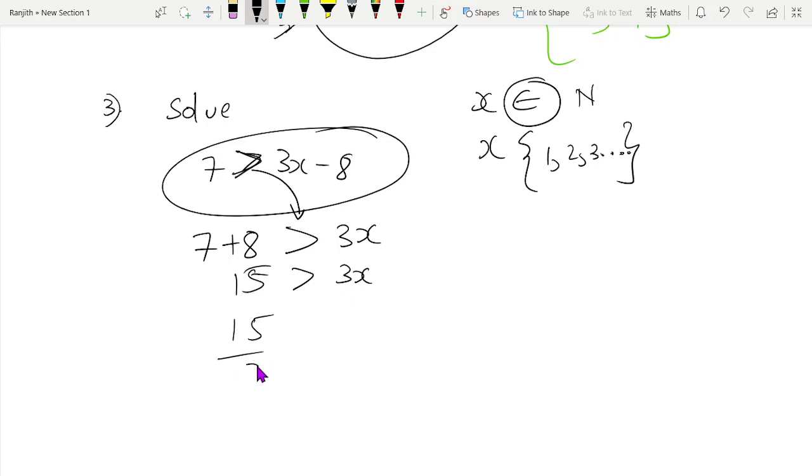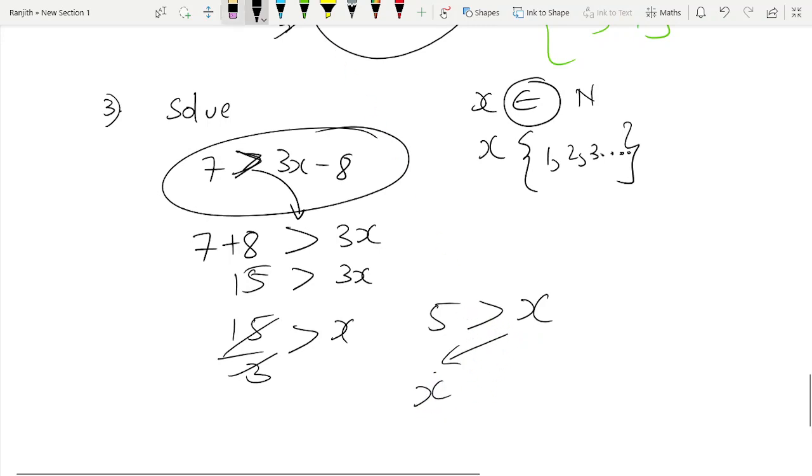So 15, then this 3 gets divided. 5. 5 is greater than X. So when I rewrite, rearrange this, 5 is greater than X. So just rearrange this X. Look, which side is this 5? Let me write X.